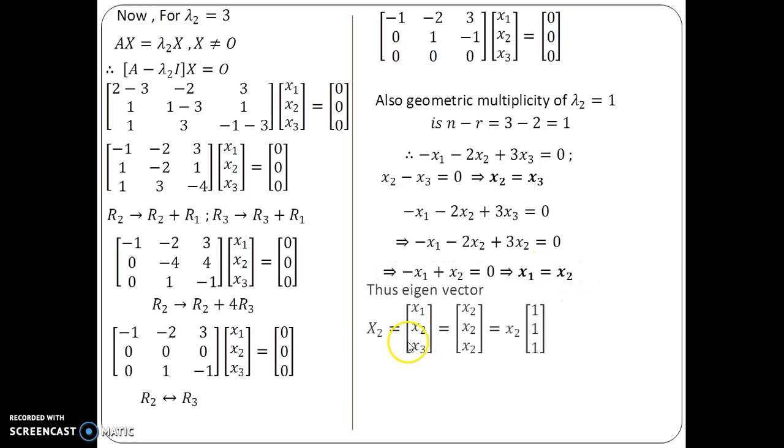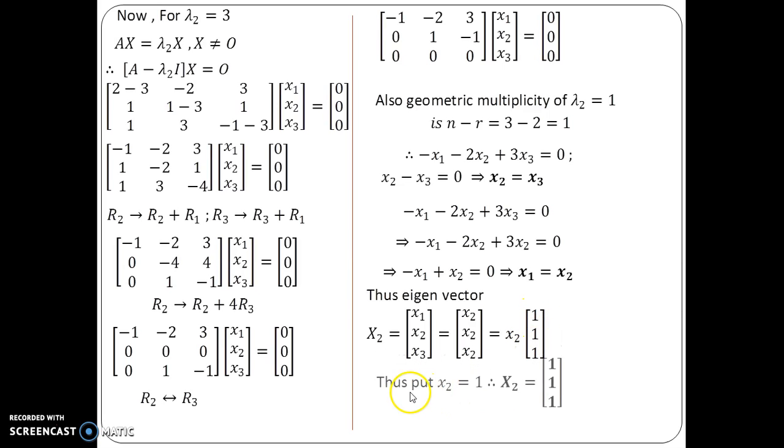Now for finding the eigenvector x1, x2, x3, you plug in the relations that you have obtained, and again here you see that geometric multiplicity is 1, so that indicates the number of free variables. So one variable is free, so I am taking x2 as a free variable, and when I pull x2 outside the matrix I obtain 1, 1, 1, which, when I put x2 equals 1, gives my eigenvector capital X2 equals 1, 1, 1.